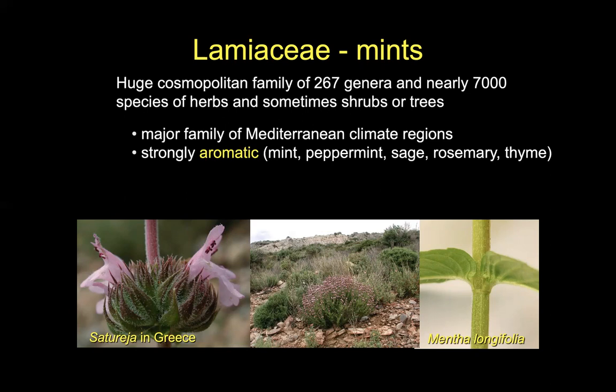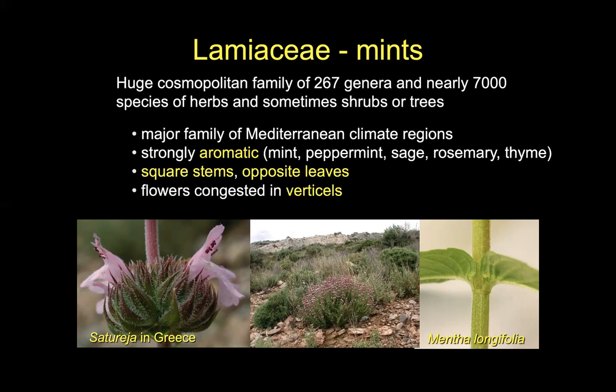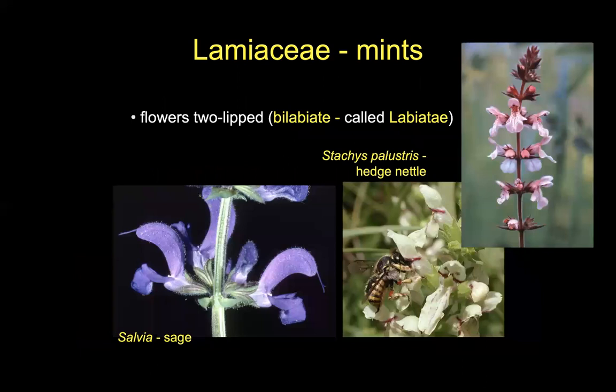Strongly aromatic group, and usually very pleasant scents. So many of our culinary herbs come from this group. Square stems, opposite leaves. Nice when that works out just so. The flowers are often in tight little clusters, verticils, kind of tucked into the stem right at nodes. We often see that. Not entirely, though.